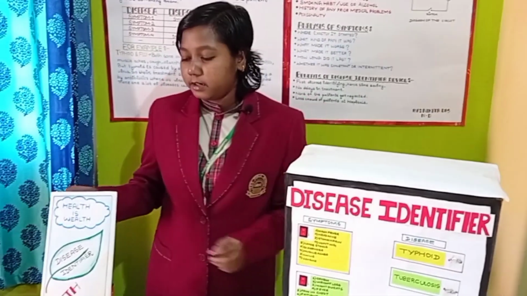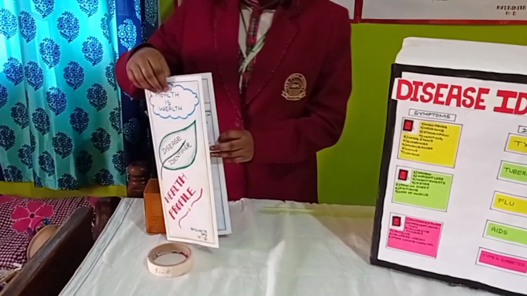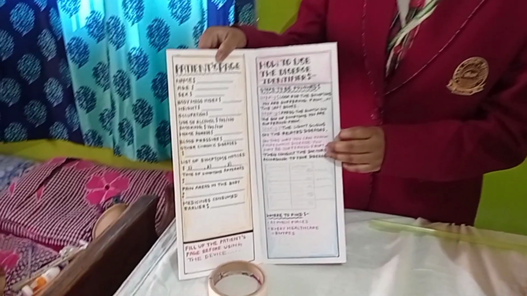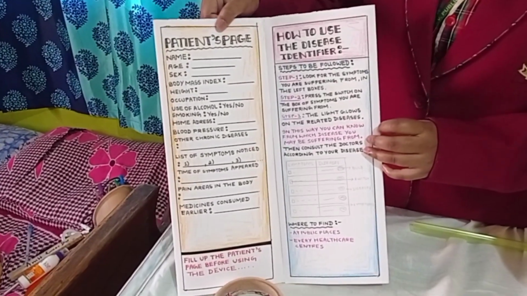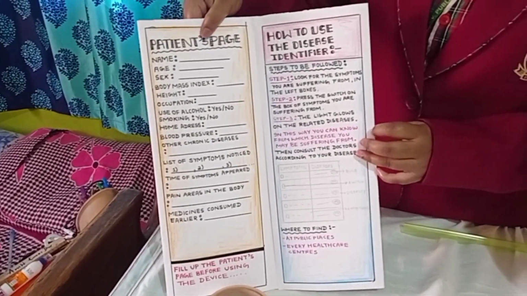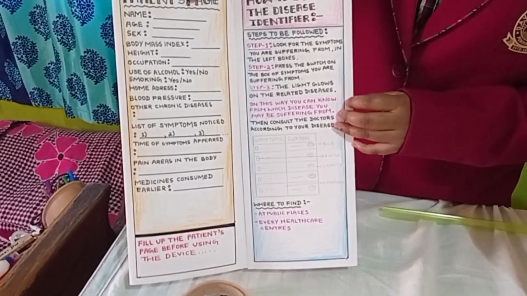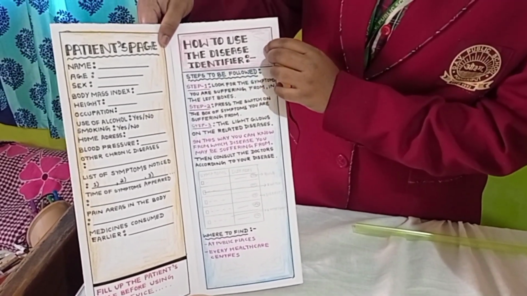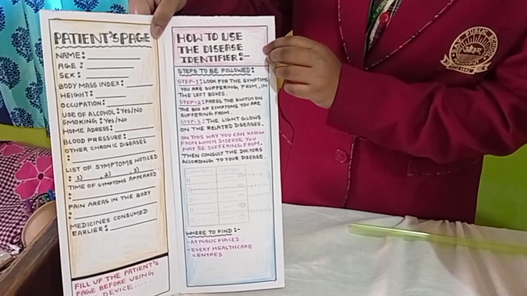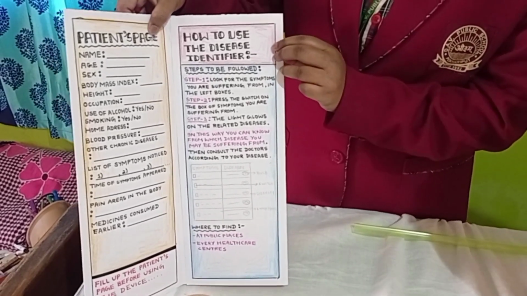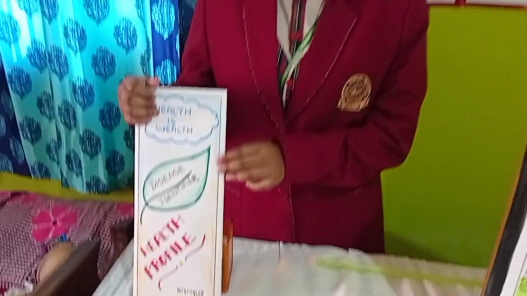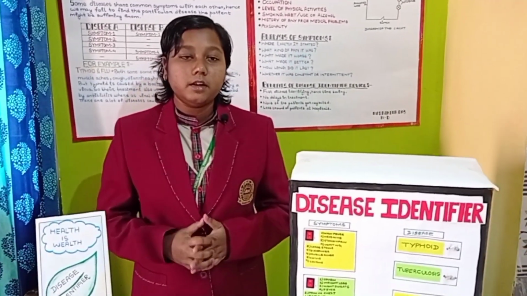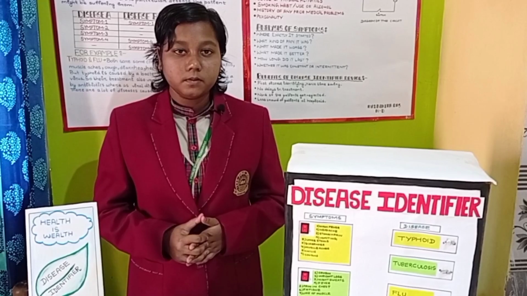For this, I have made a health profile where there is a patient's page, where the person has to fill up all the details and factors of the patient and symptoms, and then here the steps on how to use the disease identifier are there so that he could follow them. In this way, the patients could get help to know the disease they might be suffering from.